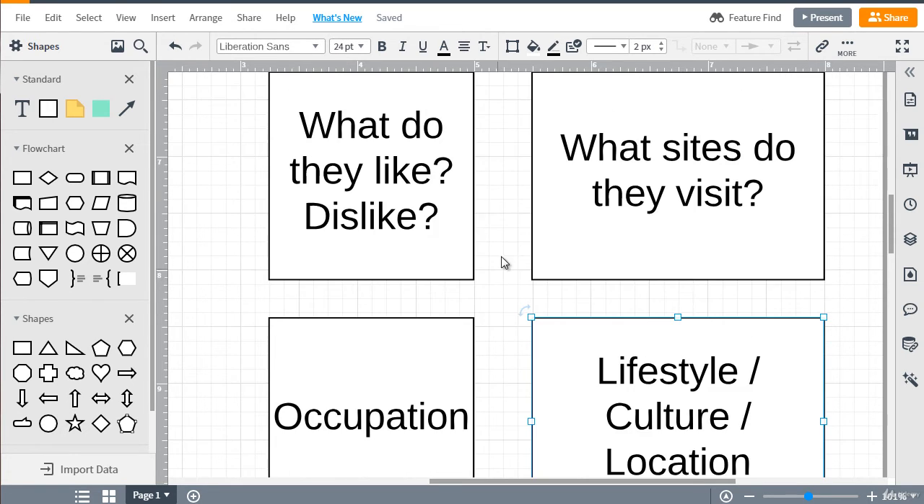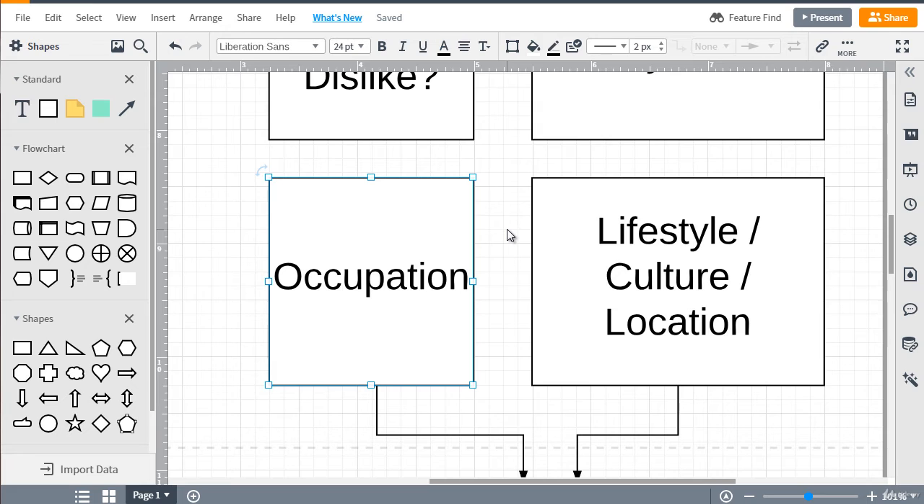So what sites do they visit? Do they wake up and watch TV? What kind of television shows do they like? What kind of places do they go to? What kind of cars do they drive? What are things that they like to do? What is their occupation, like I said?